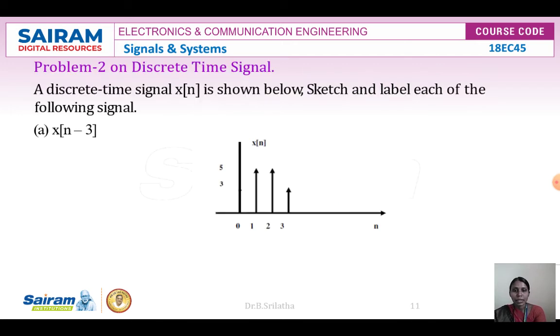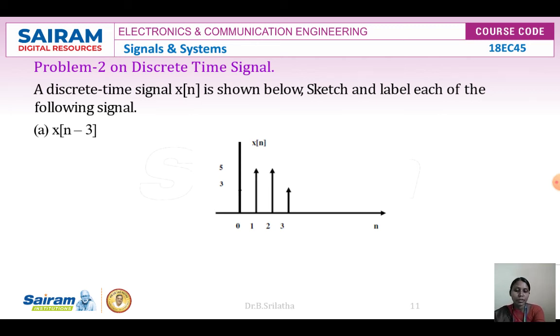Now we can see another problem. This is also a discrete time signal. A discrete time signal x of n is shown below. We are going to sketch and label each of the following signals. That is x of n minus 3. This is x of n. So x of n minus 3.